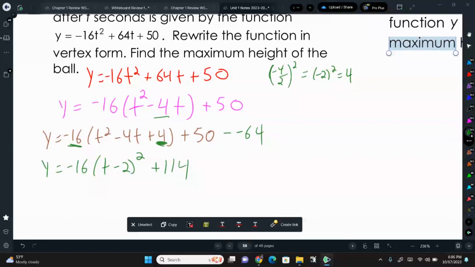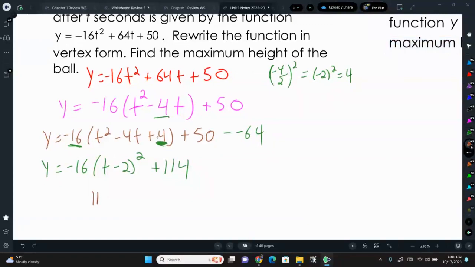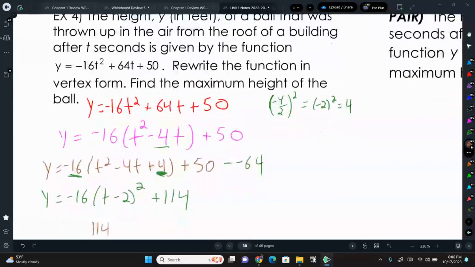So my max height is going to be 114. Do they tell us? Yep, feet.